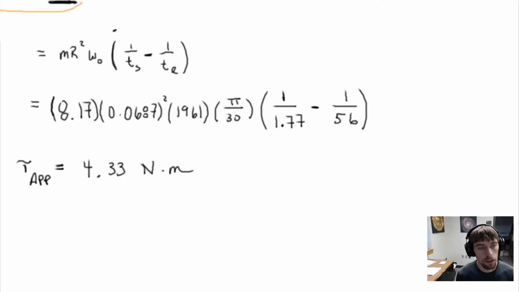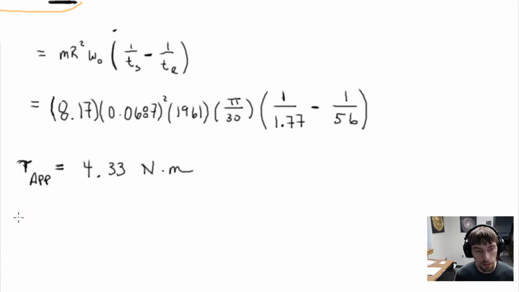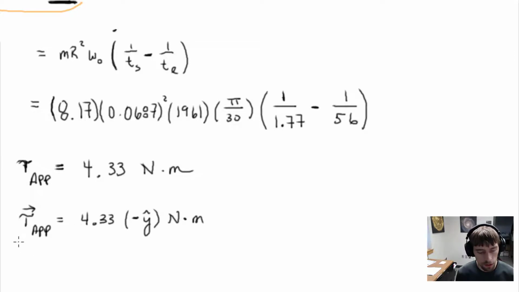In other words, something that's about 50 times. I got an applied torque that's about 50 times larger than that due to friction. Of course, if I want to remember the directions, what we would say is the applied torque. So if I want the vector expression for this, this would be 4.33, and I'll say this is in the negative y direction. So negative y Newton meters. And there is our final expression.